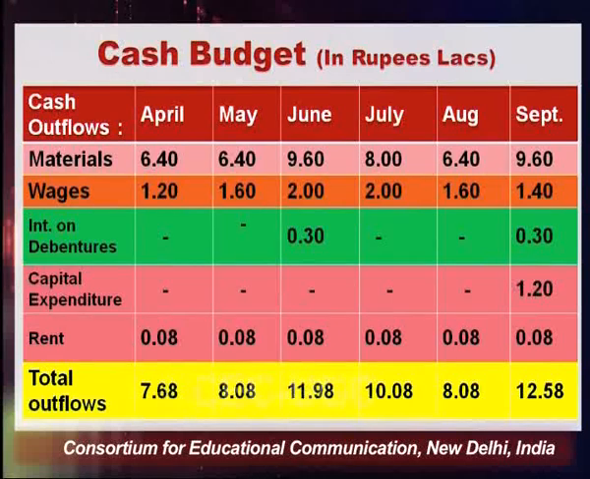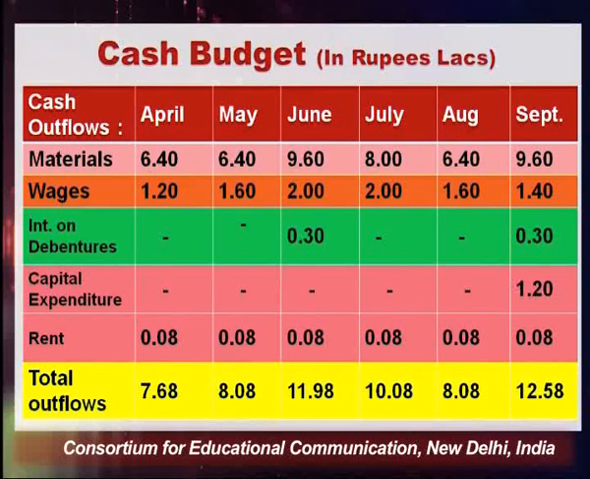And once all these items of cash outflows are recorded, the next job is to aggregate these items in order to arrive at total outflow. And once we aggregate, the total outflow for the month of April becomes 7,68,000, 7.68. For the month of May, it becomes 8,08,000. For the month of June, it becomes 11,98,000, and so on and so forth.